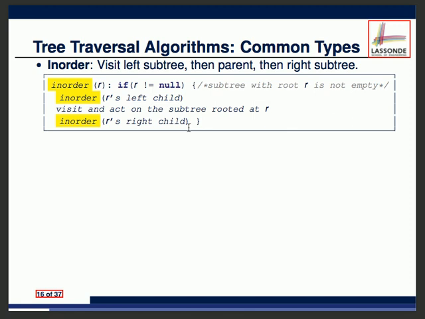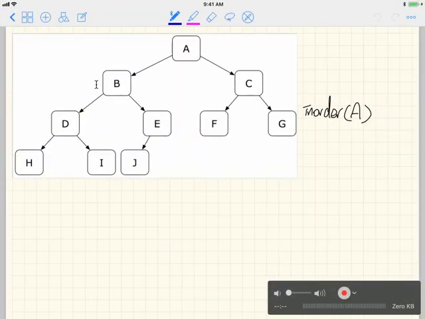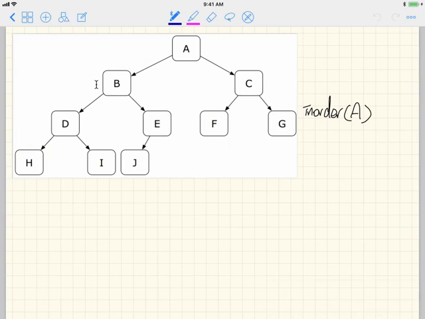You're going to visit the parent itself, which is R in this case, right? It's R over here. Okay, let's now see an example. For this tree over here, what does it really mean when I want to do in order of A? What does it really mean? Okay, let's try this.